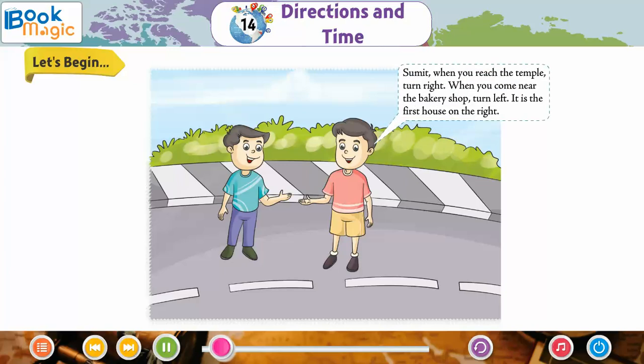Sumit, I want to know the direction to your house. When you reach the temple, turn right. When you come near the bakery shop, turn left. It is the first house on the right.